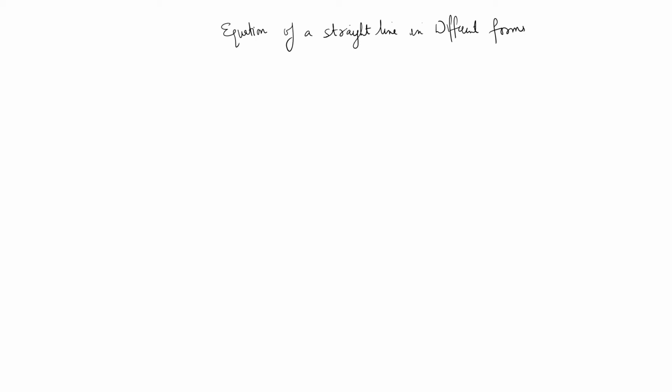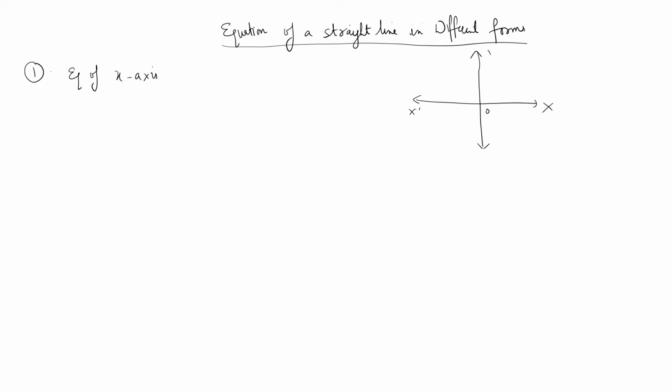So today we are going to start with equation of straight line in different forms. Equation of straight line in different forms, right? So first equation that we are going to get introduced with is the equation of x-axis. You very well know that at x-axis y is 0. So equation of x-axis is y is equal to 0.